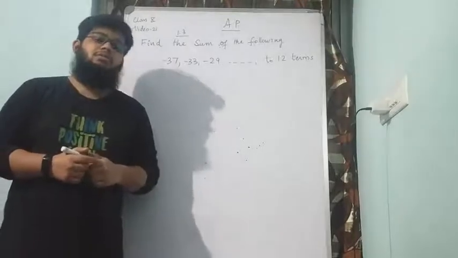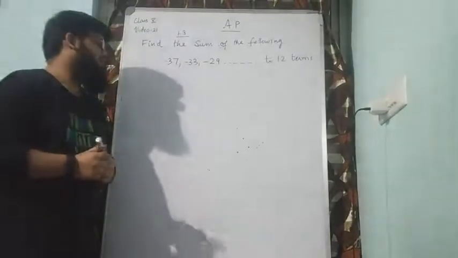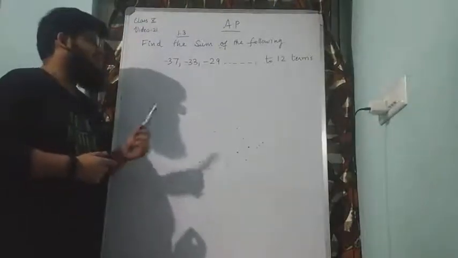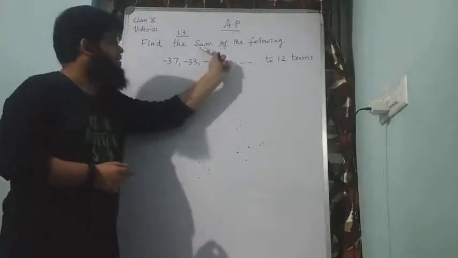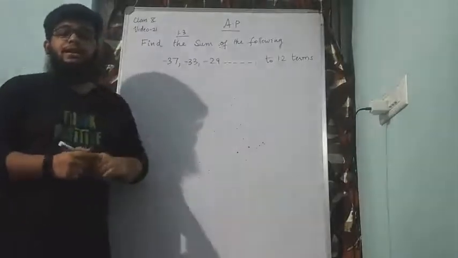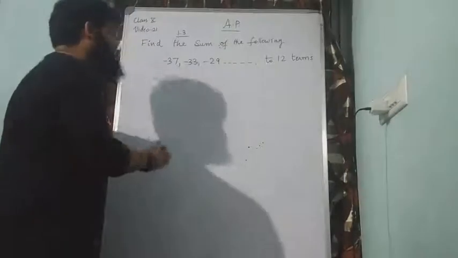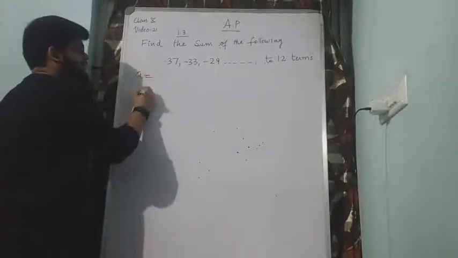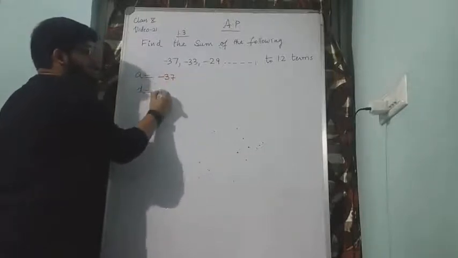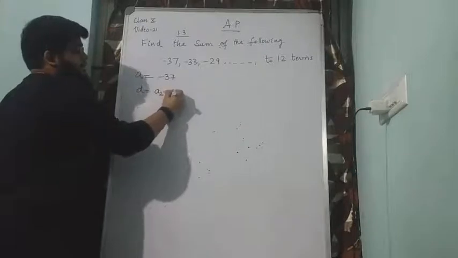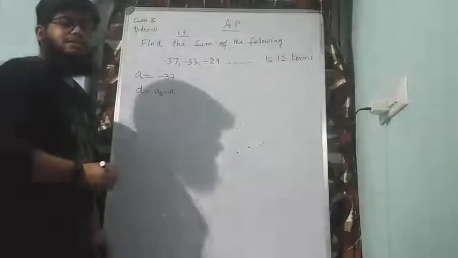And the question here on the board is minus 37, minus 33, minus 29, and it goes on, and we should find the sum up to 12 terms, right? So usually whenever we have an AP, we write the value of a and d. The value of a is always the first term, which is minus 37. The value of d can be taken by calculating a2 minus a1.